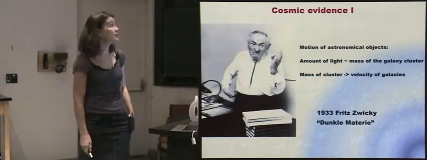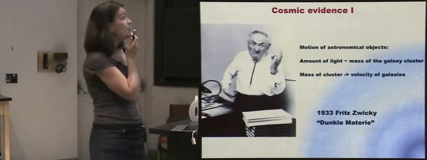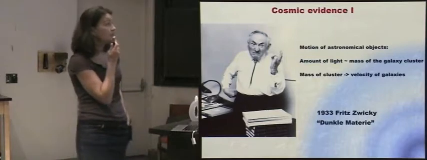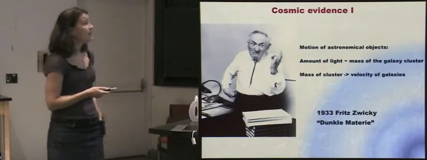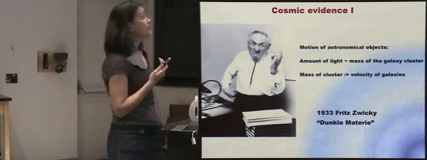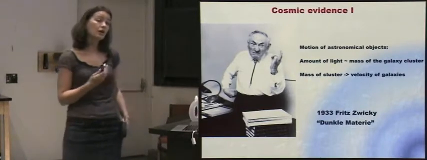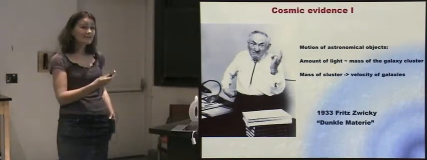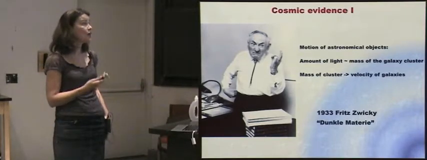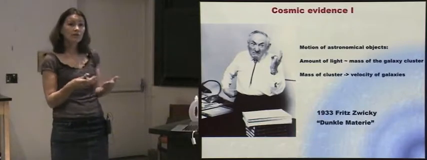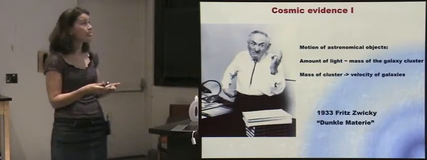Okay, so the first line of cosmic evidence. So I think it was 1933 when the Swiss observer Fritz Zwicky was trying to measure the mass of the Coma cluster. So a cluster is not just one galaxy, but several galaxies. In the Coma cluster, there's about 1,000 galaxies, which are gravitationally bound to one another. So they're interacting through gravity.